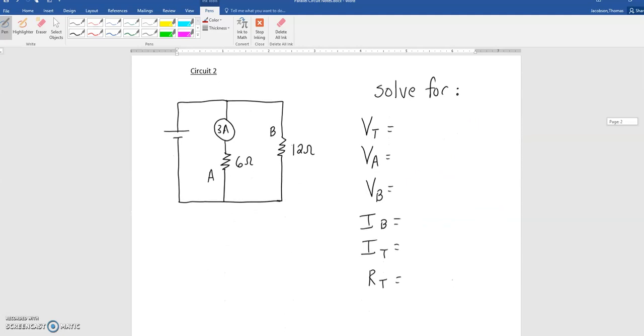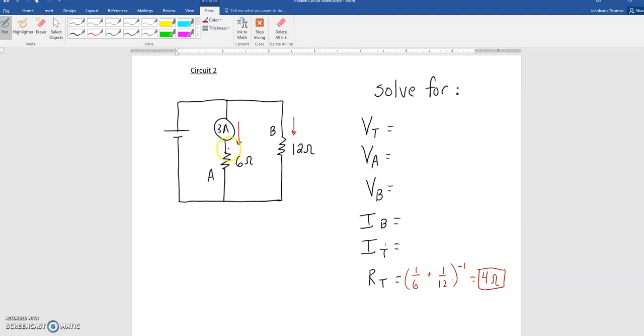Moving on, a little more challenging. In this circuit, we have 3 amps of current going through A, which has a resistance of 6 ohms, and we have only a 12 ohm bulb here. What we can do right away, I see two resistances. I could solve for the total resistance. I could do 1 over 6 plus 1 over 12, put that to the negative first power, and I get a resistance of 4 ohms.